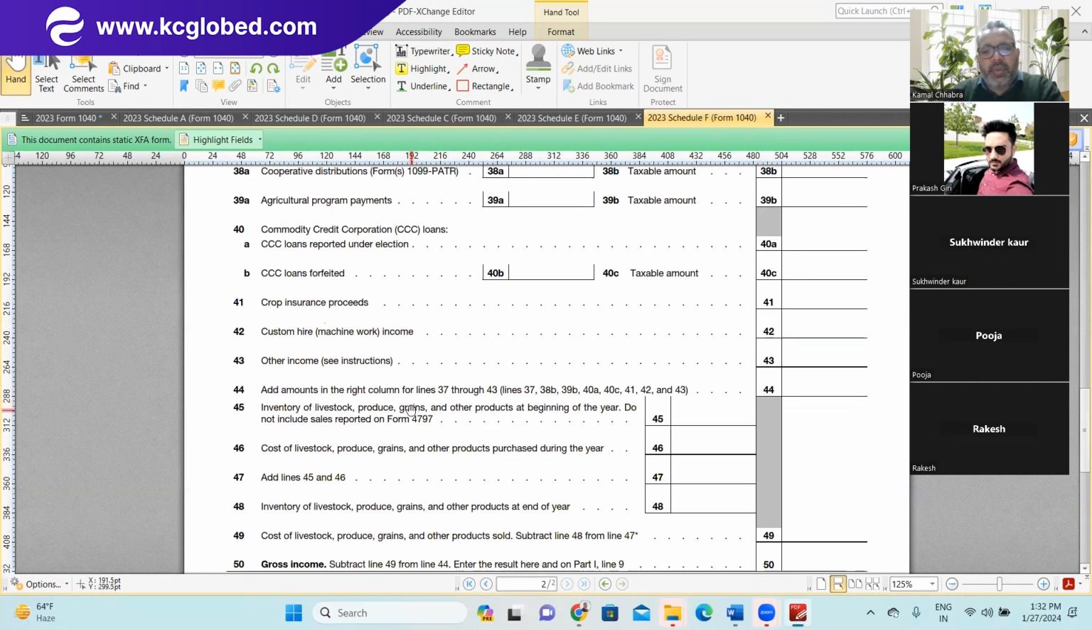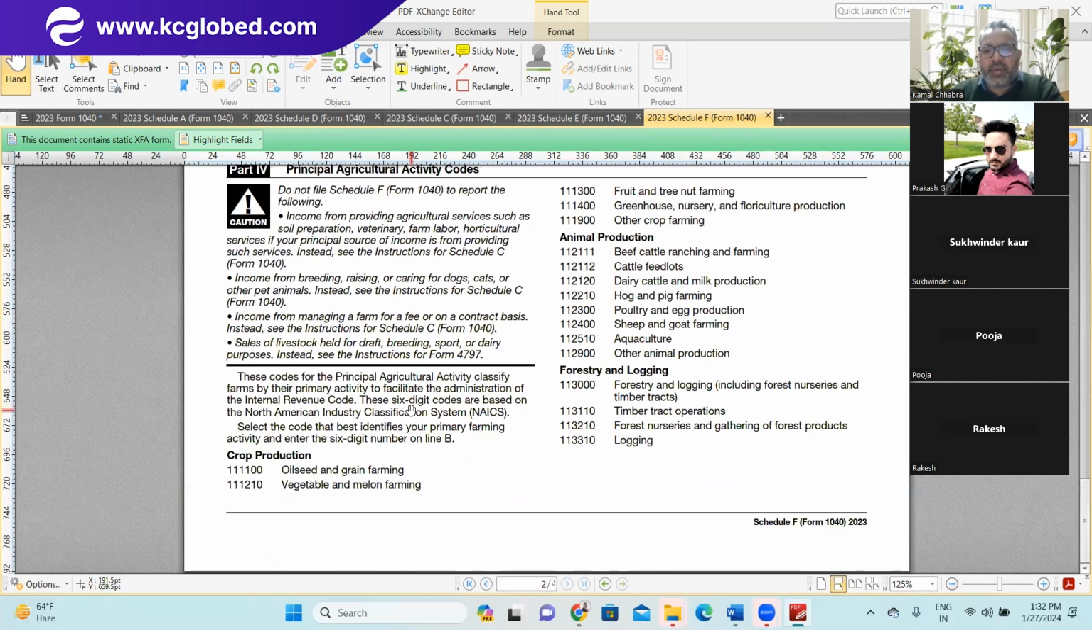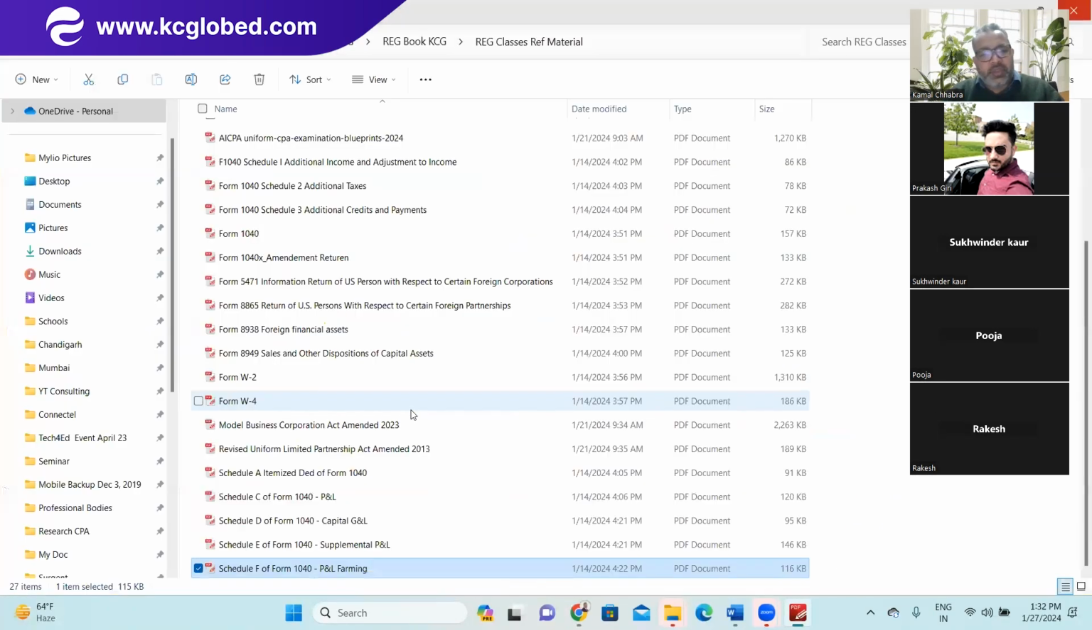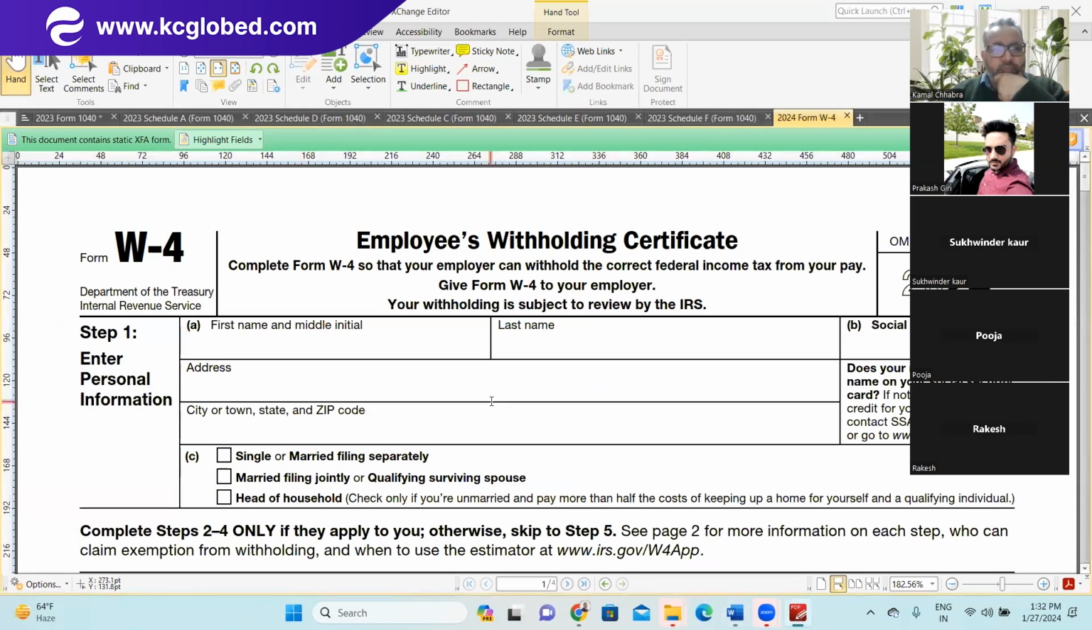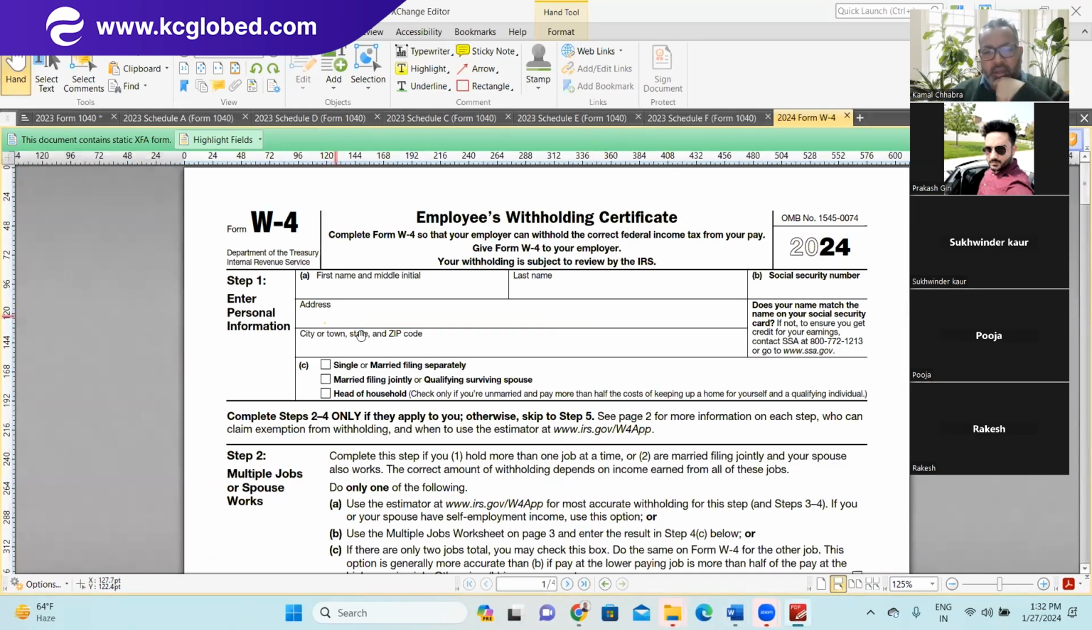And then the total farm income and how much is taxable for the respective farm income. So all this will go in Schedule E. So this is also important. And then this is Form W-4, which I was discussing with you. This is the W-4, which the employee needs to provide to the employer, right?